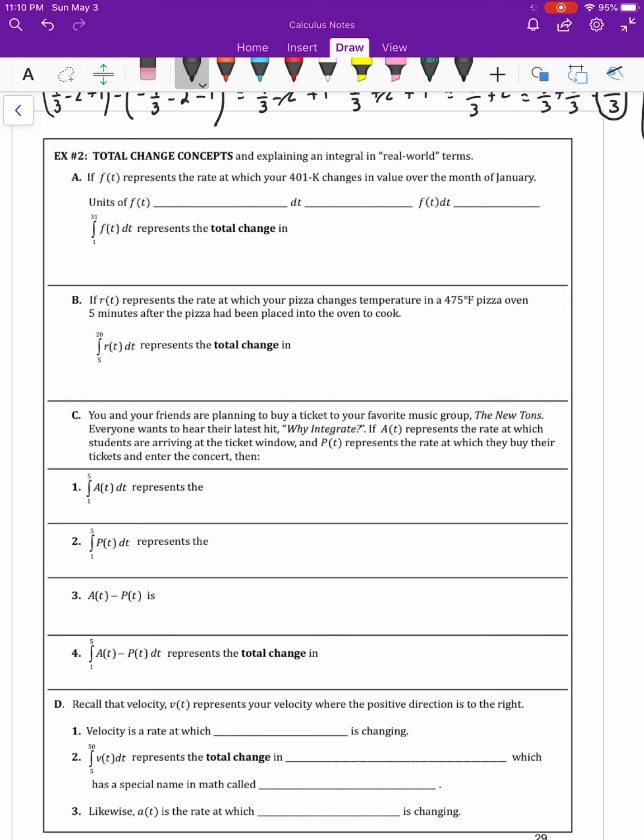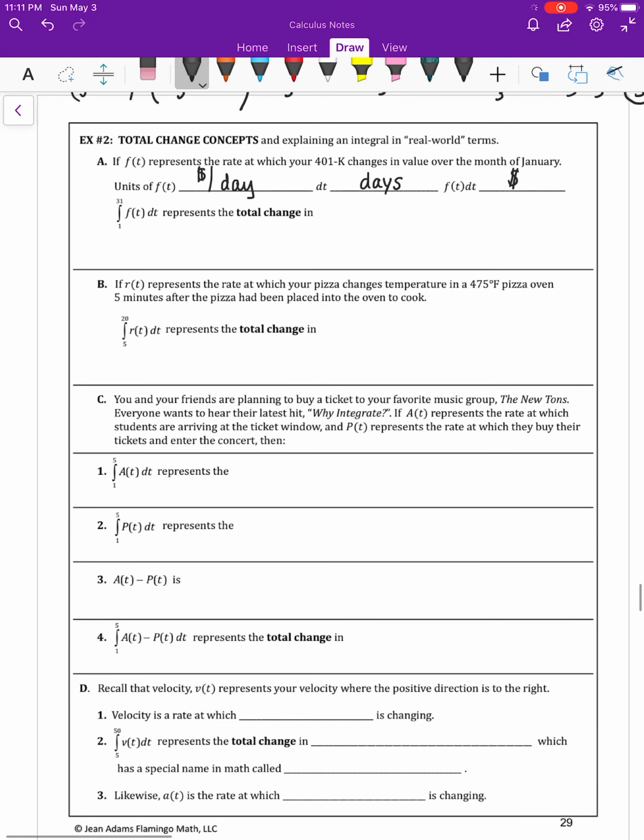Okay, so now, example number 2. Total change concepts and explaining an integral in real-world terms. So part A, if f of t represents the rate at which your 401k changes in value over the month of January, units of f of t, which would be dollars per day, dt, days, f of t dt would be dollars.